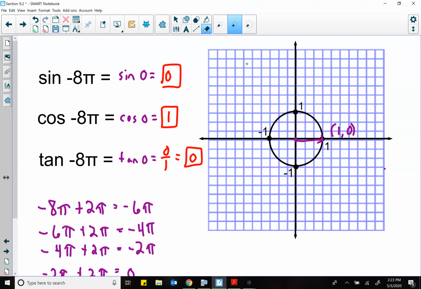Okay? So you either have to add 2 pi or subtract 2 pi. Notice there's a lot of radians in this. Again, you can turn these into degrees and then figure out what point you're working with. It's all the same. Okay?